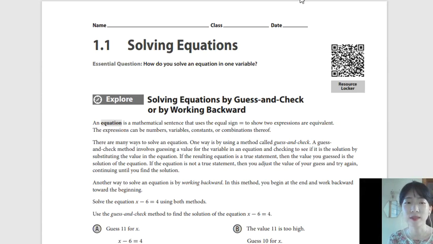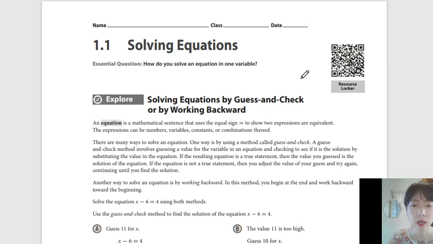Hi guys, this is Algebra 1 and Lesson 1. We're going to solve equations. Essential question: how do you solve an equation in one variable? Well, first we're going to solve equations by guess and check or by working backward.